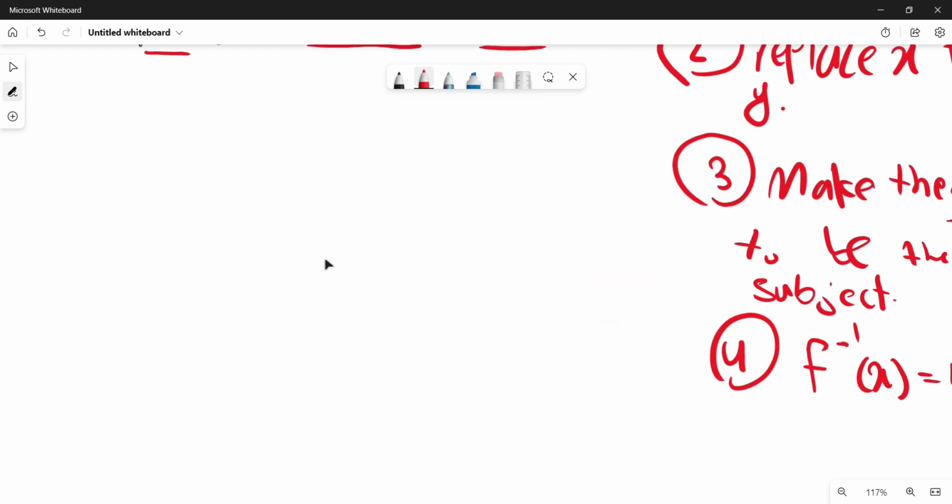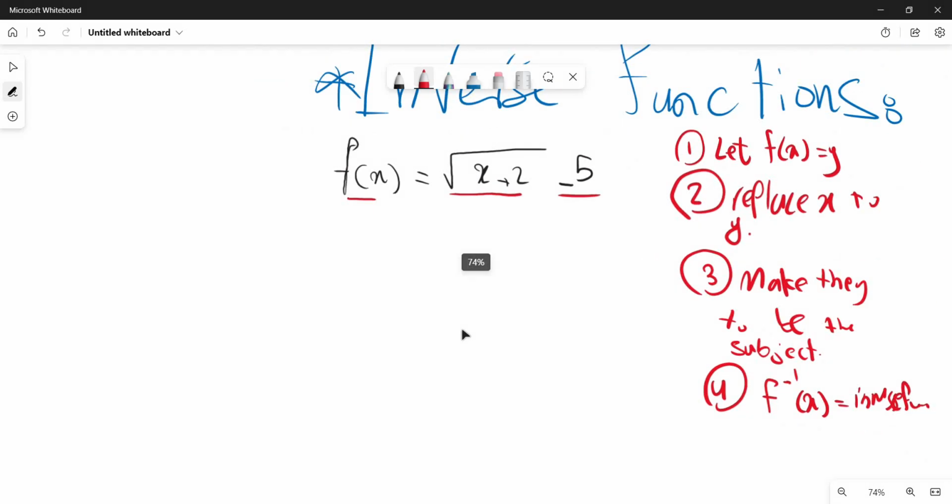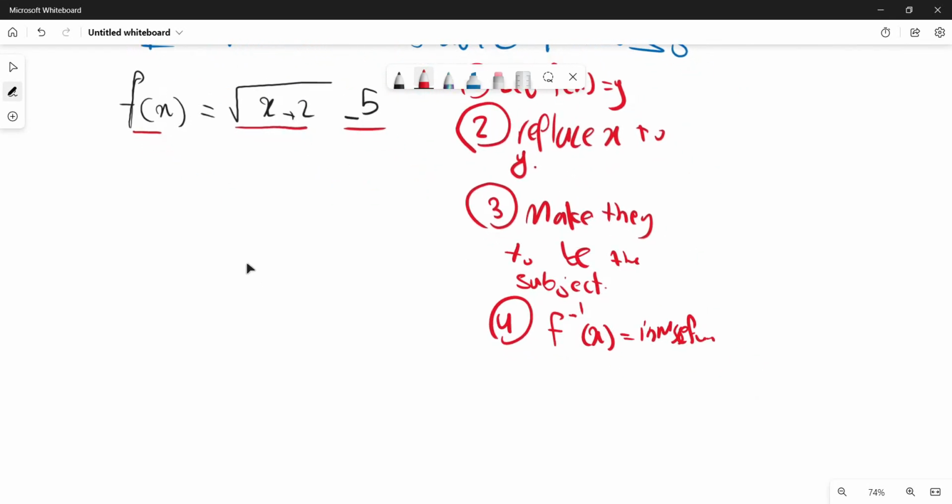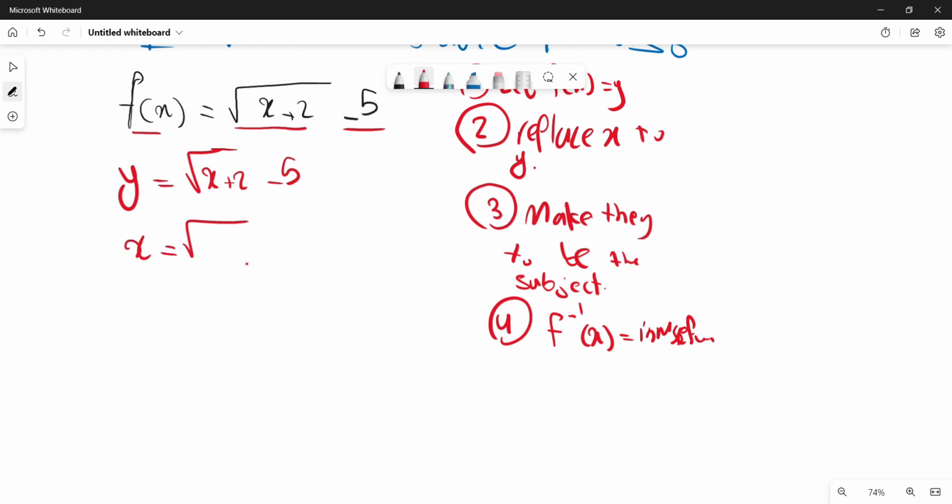Now we go back to the question. The question says to inverse this function. So we follow the steps. We let f of x be equal to y, so we say y is equal to square root of x plus 2 minus 5. The second step is to change the place of x and y, so we say x is equal to square root of y plus 2 minus 5.